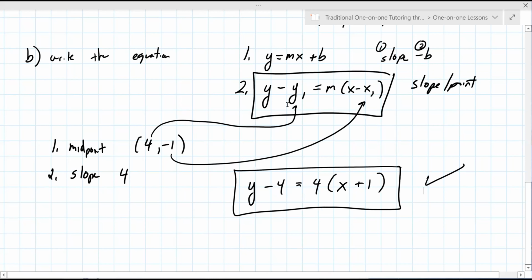Like, I wouldn't have to solve it or anything like that? No, but that's coming. Oh, okay.